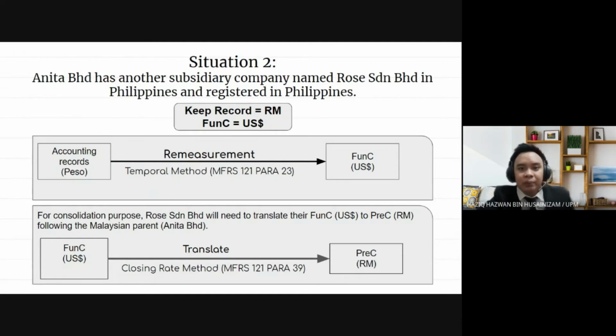For consolidated purposes with the Malaysia company, Rose Berhad needs to use the closing rate method stated in para 39 to translate the financial statement in USD, which is the functional currency for the Philippines company, to RM, following the presentation currency for the Malaysia parent company. Here, it will result in the financial statement in RM.